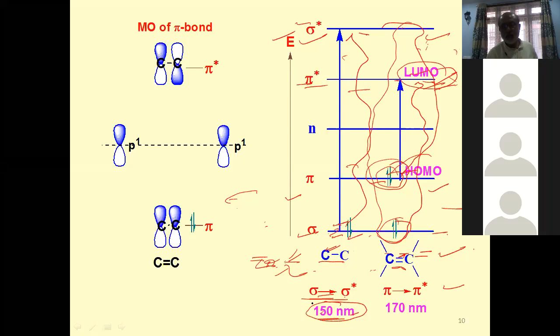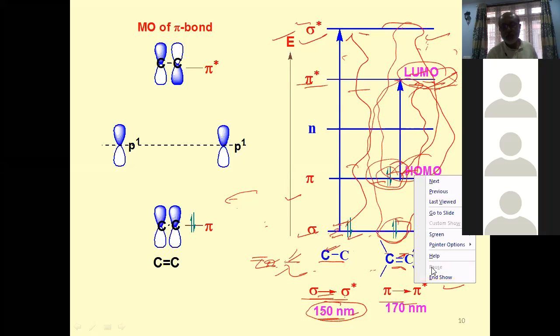Sorry, here we require pi to pi star. You see here, the energy gap is less, this much energy. But there we require more. So it is 170 nanometer. Here it is less than that. Sorry, more than that. So the wavelength of absorption is higher here, and lower there.